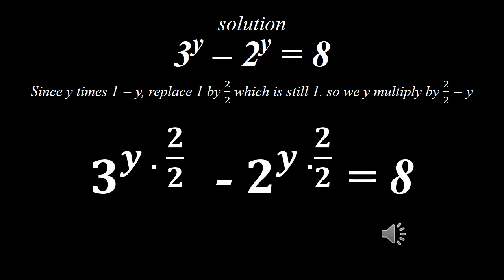Like we did the other time, we just multiply both powers by 2 over 2, which is the same thing as 1. So 3 raised to power y multiplied by 2 over 2 minus 2 raised to power y multiplied by 2 over 2 equals 8.